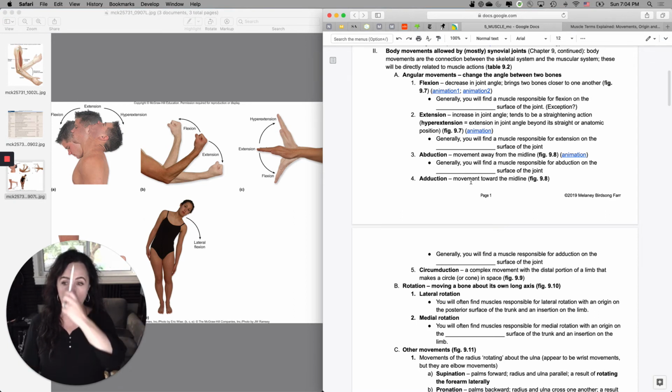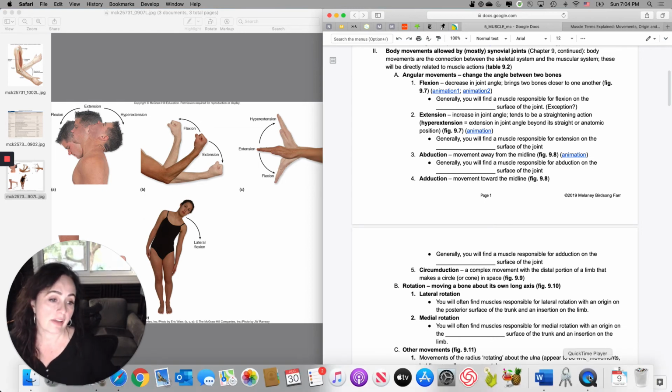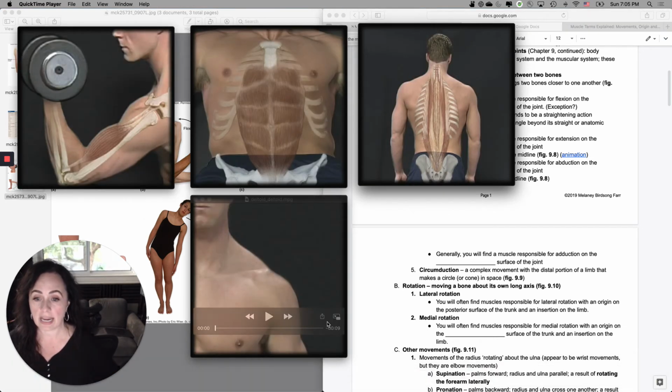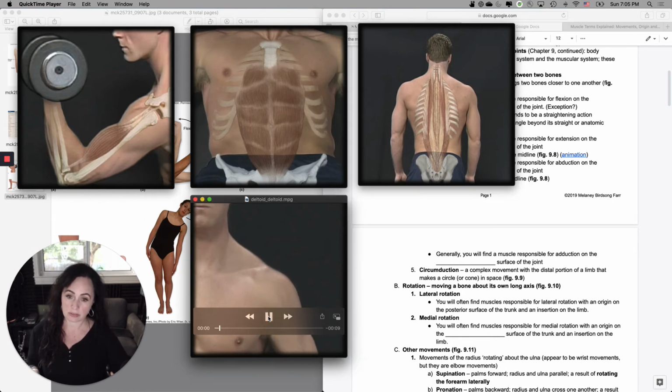And again, the midline would be here-ish, right? So abduction and adduction, okay? So let's look at a video of abduction. Sometimes people say abduction, so you can hear the difference. So I want you to look at this video and do the same thing. See if you can figure out that it is abduction, and then also figure out which points are the origins and which points are the insertions.